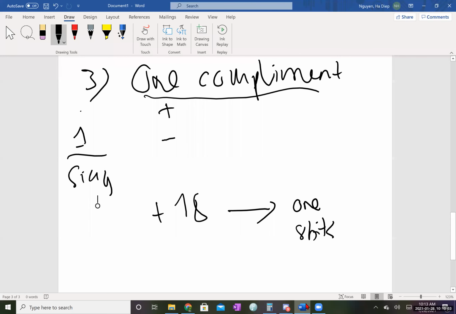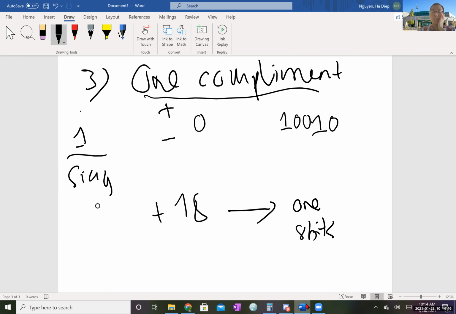So now it's a positive, right? So you just convert it normally. You have the 1 sign bit, it's positive, so 0 here. And the 7 bits, you see, you have 18 here. So 1 here is 16, 0 here is 8, 0 here is 4, 1 here is 2, and you have 0 here. You see, 16 and 2 is 18, right?